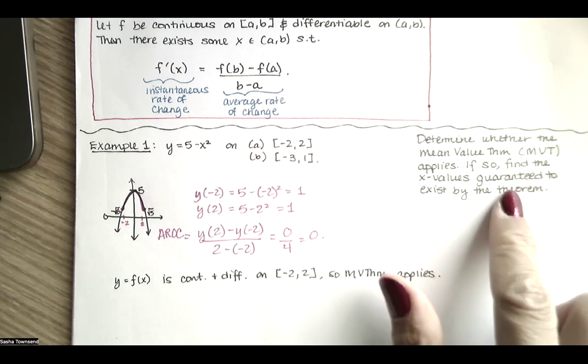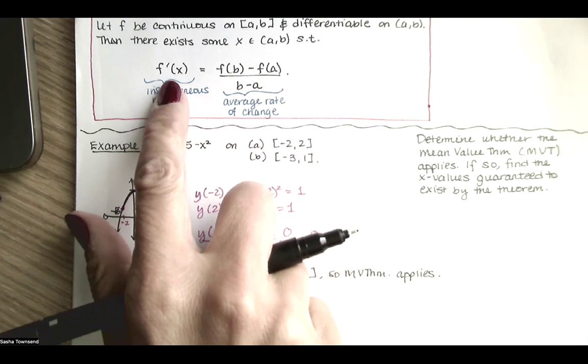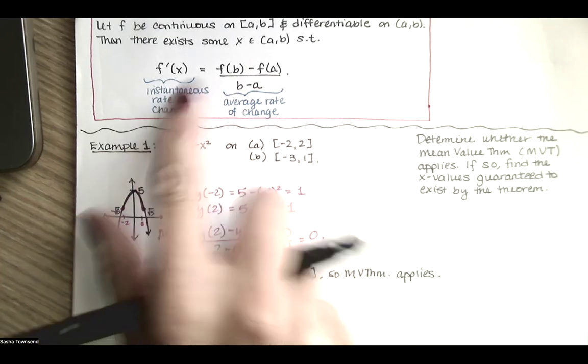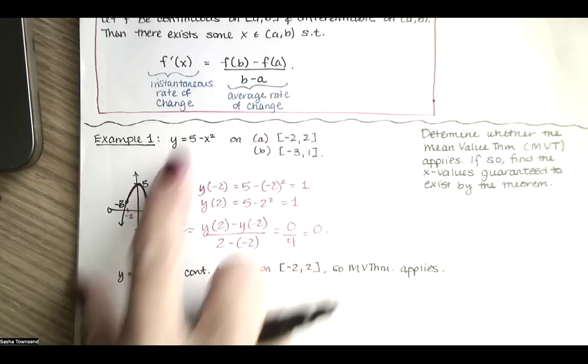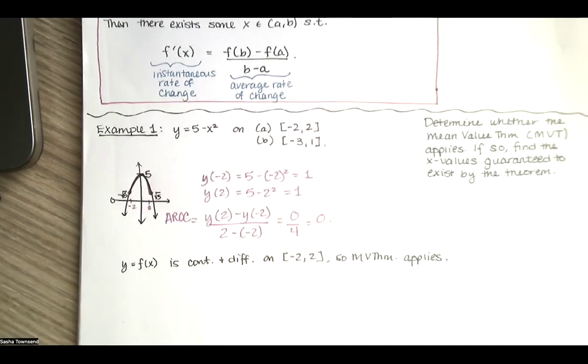And then it says, if so, find the x values guaranteed to exist by the theorem. Well, that means there are some x values out there where the instantaneous rate of change equals the average rate of change. So we just need to find f prime, set it equal to the average rate of change, and then solve for x.